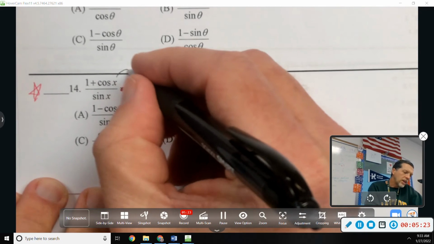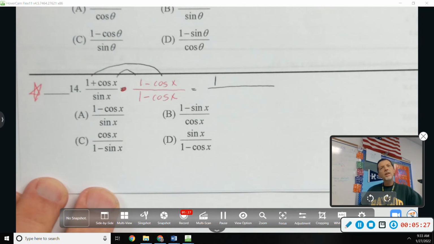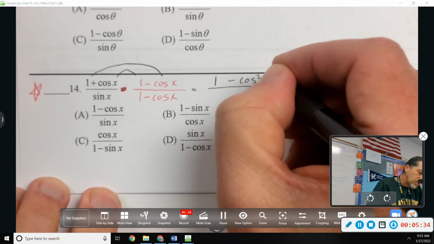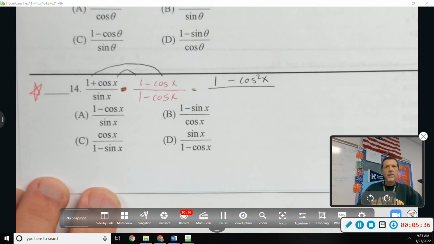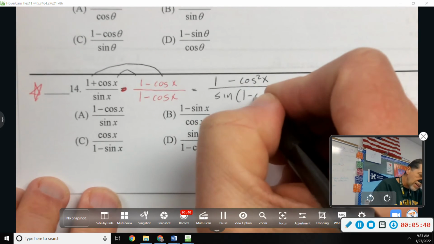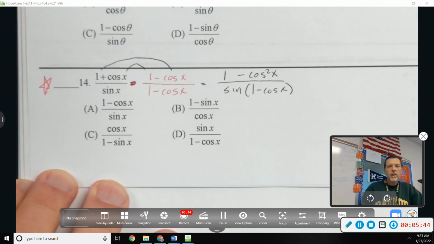I'm going to say we've done enough FOILing that we know that when we FOIL conjugates, the middle terms cancel out, and so we're good on that. It's minus cosine squared. That triggers something in my brain, so I'm going to check that out in a minute. Can't really do anything in the bottom, so let's leave that alone.